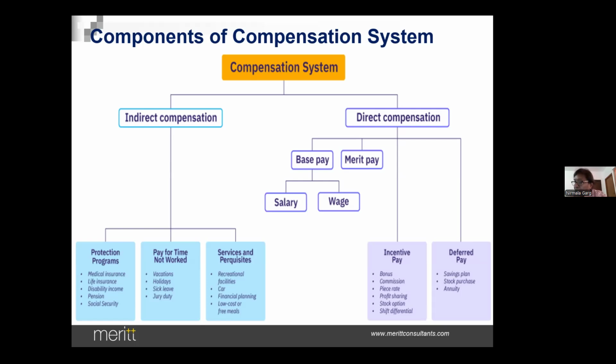Okay, all right, guys. We'll just take a small break of 10 minutes, and then we come back to the total reward concept, and then the interesting concept of the equity principle.